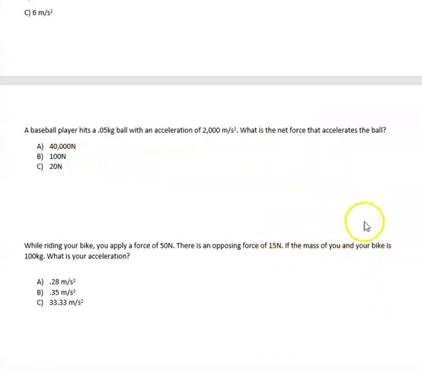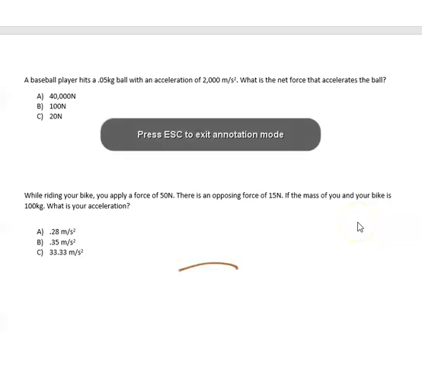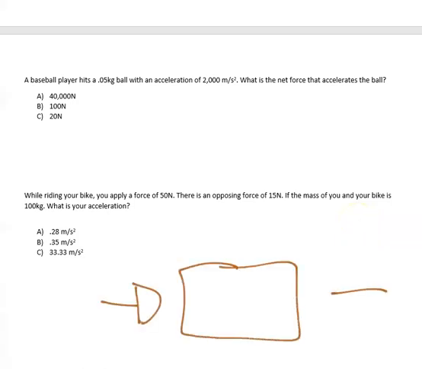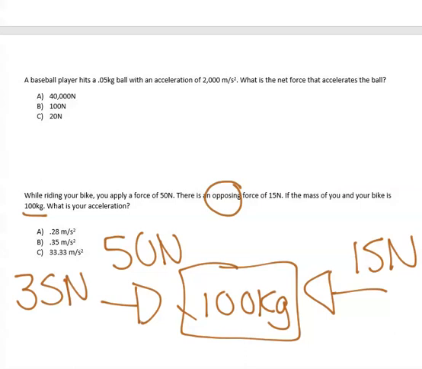Okay, our last question here is very similar to the very first question that we looked at, where we had the box and we had some forces that were working against each other. I know that the mass of the box is 100 kilograms, and it says I have one force of 50 newtons, and this force right here, opposing, means that it's going to work against the other force. So I need to solve for net force first, so that is going to be 50 minus 15, and that gives me 35 newtons as my net force.